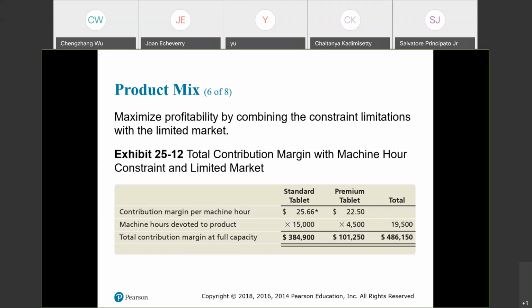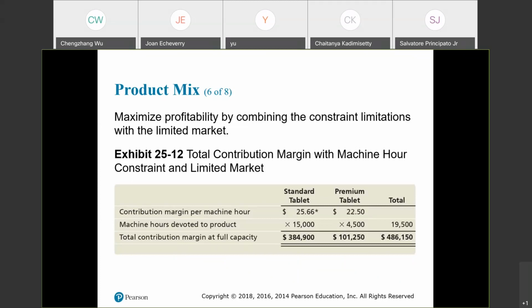Okay, if the expected sales volume decreases, the company should use the total manufacturing capacity to make only 2,000 tablets and use the freed manufacturing capacity to make another type of tablet, that is the premium tablet, even though its contribution margin per machine hour is a little bit lower.